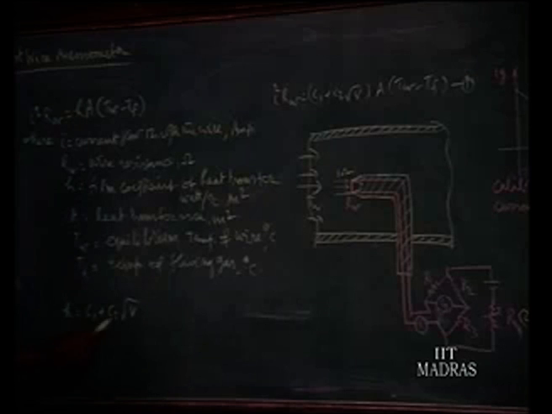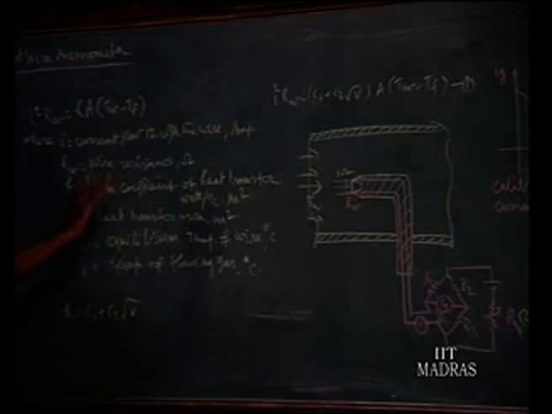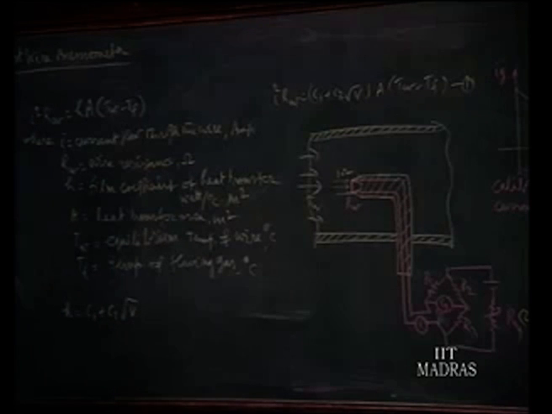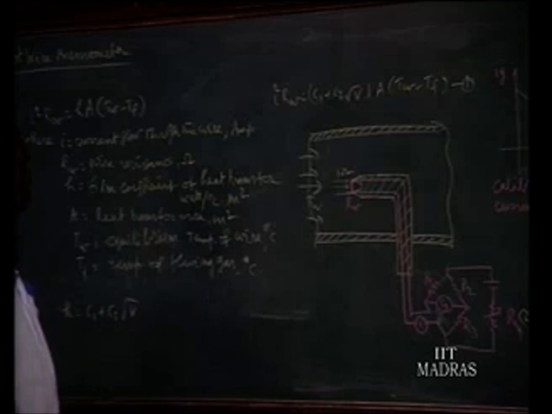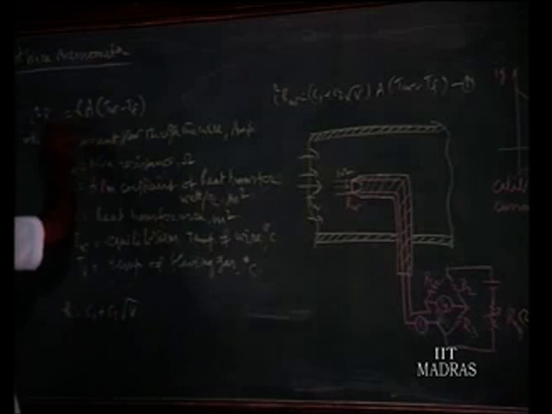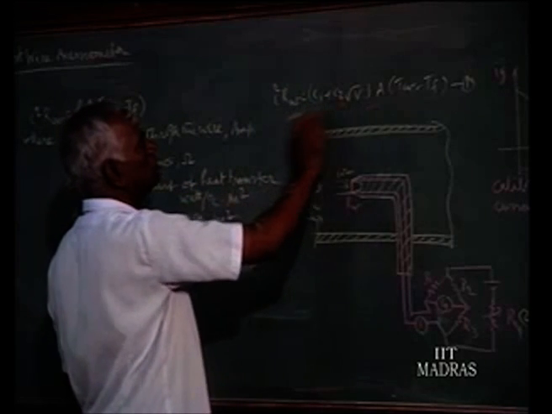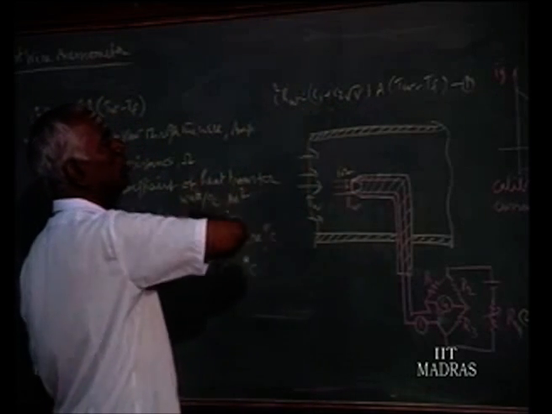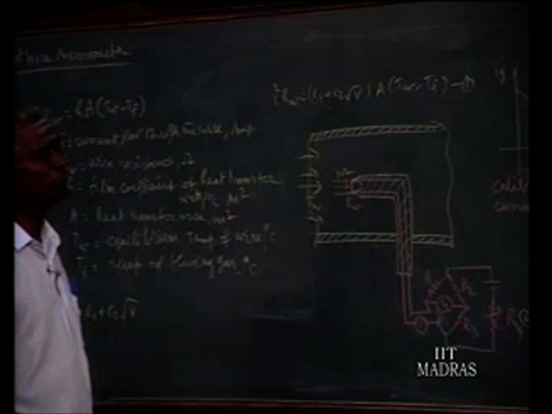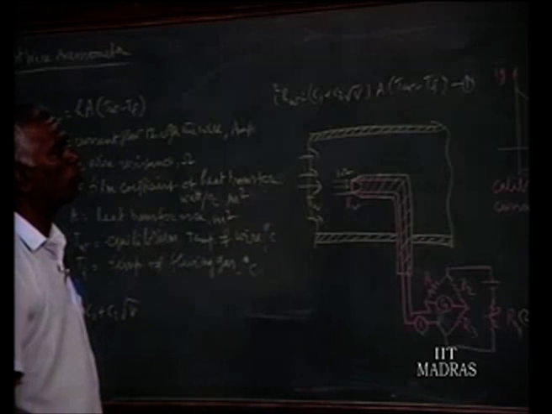Now, h is a function of velocity. As I told, higher flow means higher heat will be transferred. That is governed by h equal to C1 plus C2 root V, where C1 and C2 are constants. Incorporating this in the equation, we obtain I squared Rw equal to an expression in terms of h. Now, this equation indicates two modes of operation.